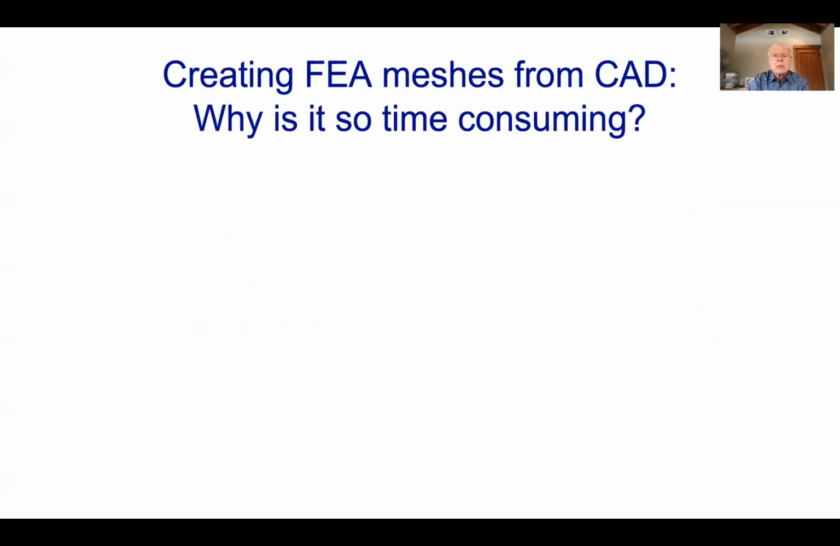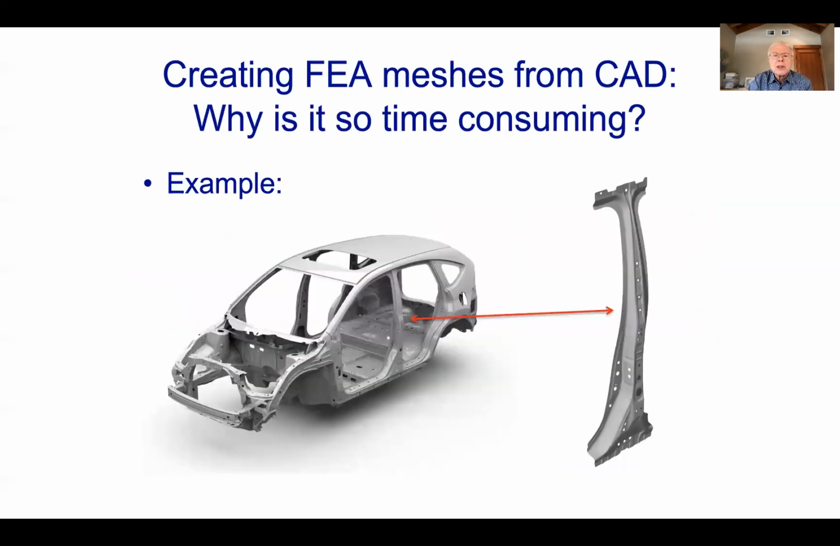So what's the problem? Why does it take so long to do this? If you look at a simple part, this is a one-piece B-pillar. So this is a piece of sheet metal that is cut, bent, holes are drilled into it. And it's relatively simple. You would think you could generate a mesh for that in a very small amount of time. Actually, it's not too hard to do that. But with all those little features, it becomes very, very difficult.